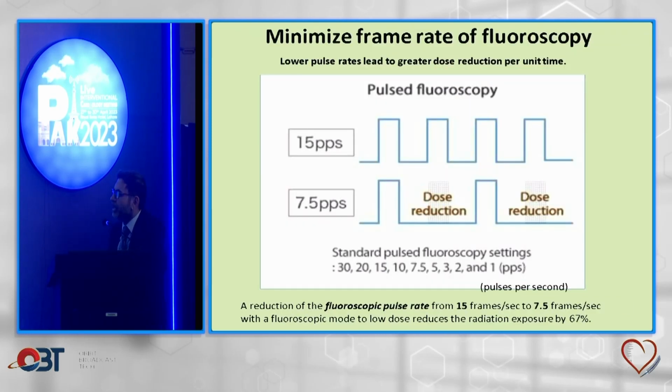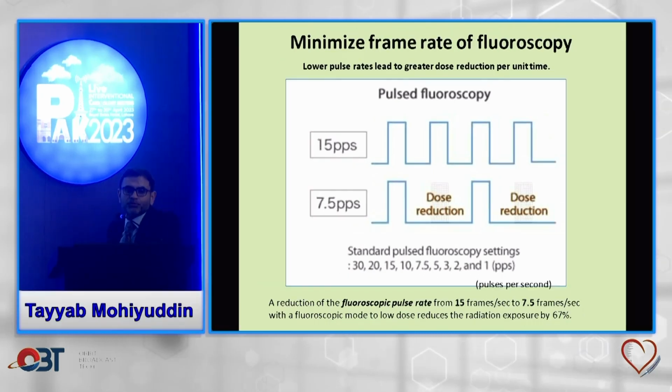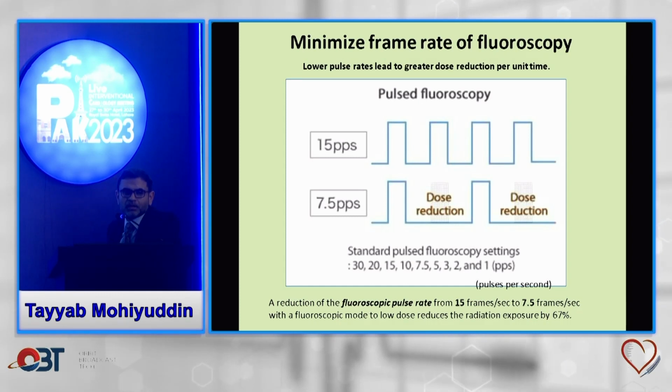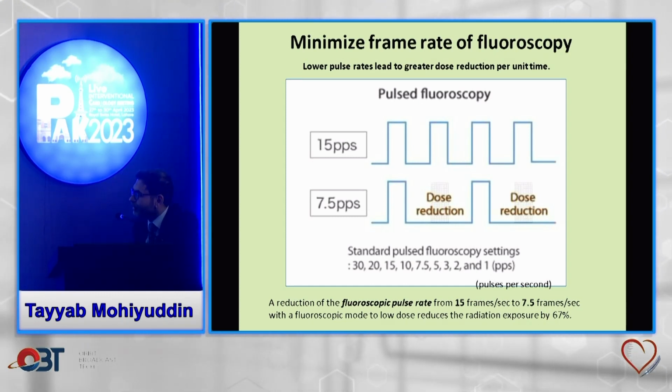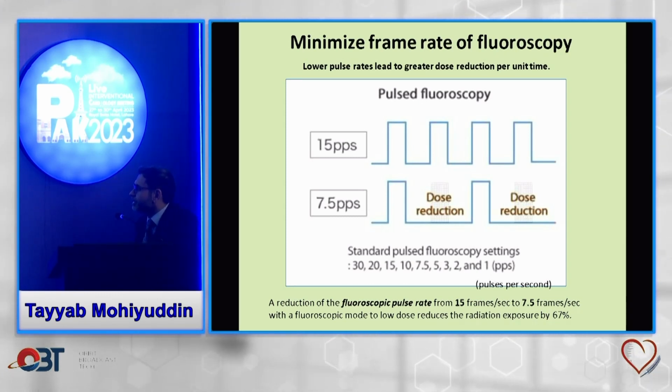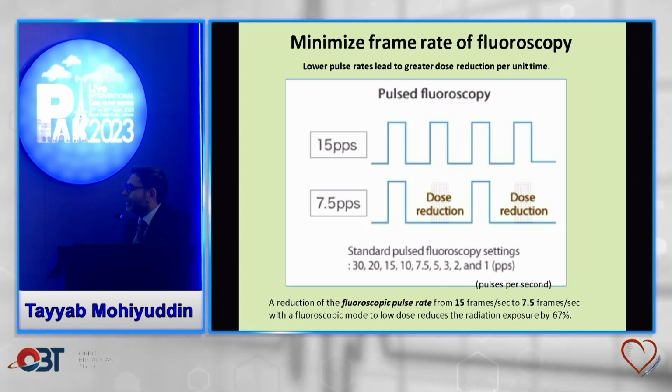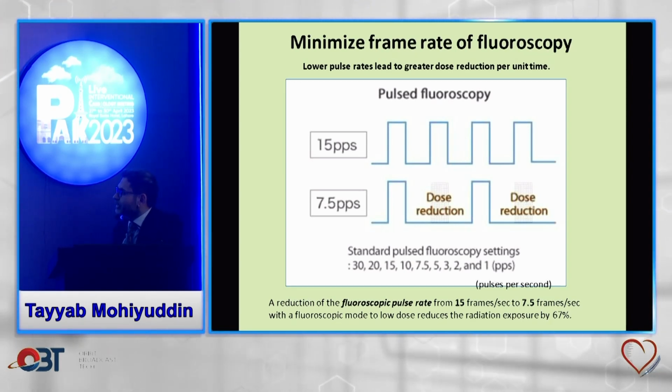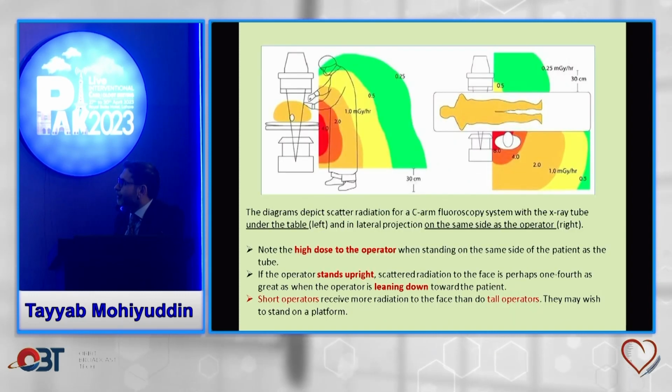Pulse fluoroscopy, again, most of our cath labs in Pakistan use 7.5 frames. You'll be surprised, in America it's 10 to 15 frames for the most part for coronary angiography, and LV grams is 30 frames. So it makes a big difference. Going from 15 to 7.5 frames decreases the radiation exposure by about 67%. So this is very important.